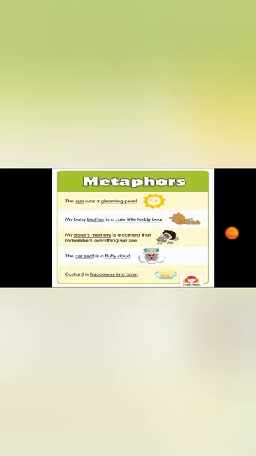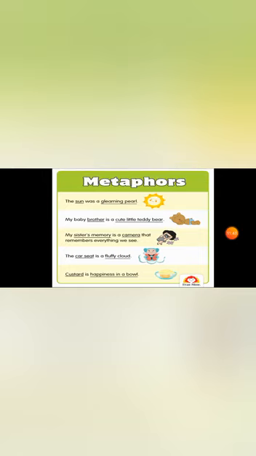Next example. My sister's memory is a camera that remembers everything we see. If we add the word like before the word camera, we will get a simile. Now, the car seat is a fluffy cloud, another example of metaphor. Now, custard is happiness in a ball, again another example of metaphor.